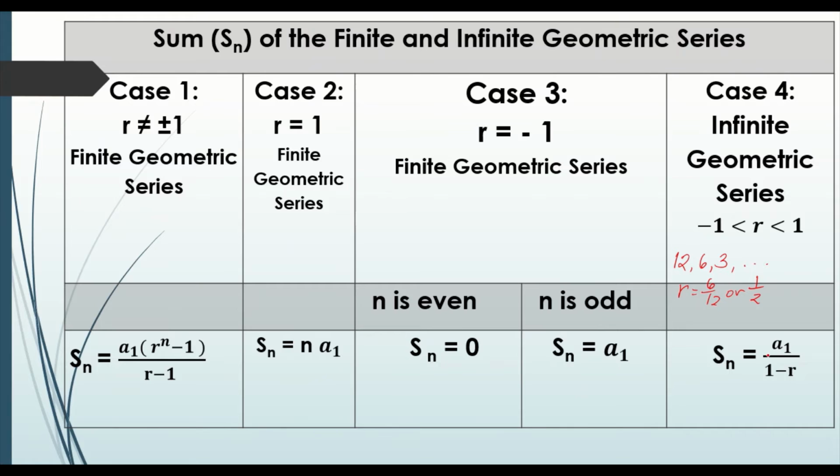So we're going to use this formula. S sub n is equal to a sub 1, which is 12, the first term, over 1 minus 1 half. So 12 all over 1 minus 1 half, which is 1 half. And dividing 12 by 1 half, the sum will become 24.